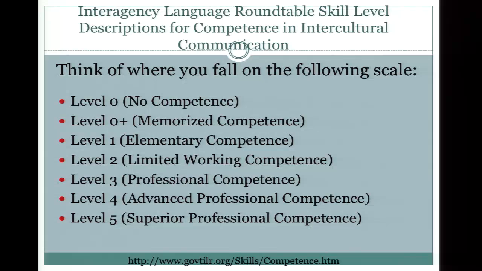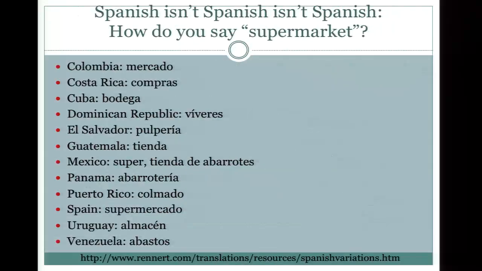And the person who was talking about the Spanish, this is a prime example of, and this applies to probably every single language because there are regionalisms, right? Spanish isn't Spanish isn't Spanish. So how do you say supermarket? Well, it completely depends on what your country of origin is, right? Or what your cultural background is. And so if you were serving as the interpreter for someone and you used mercado for someone from Colombia and there was someone from Uruguay, it's not going to be, what is that? You know, yes, you're speaking Spanish, but you're not going to be able to understand one another.